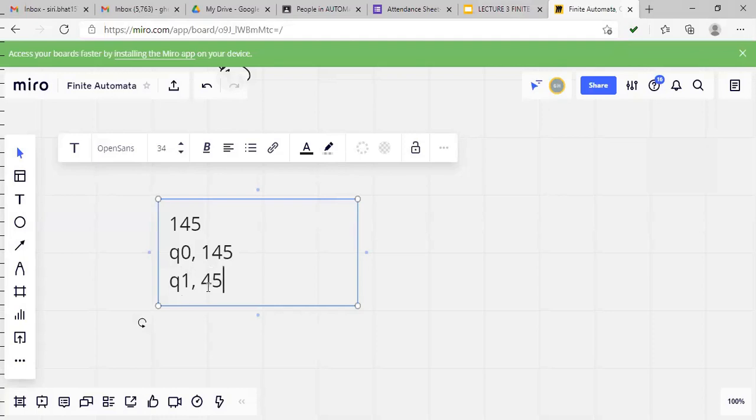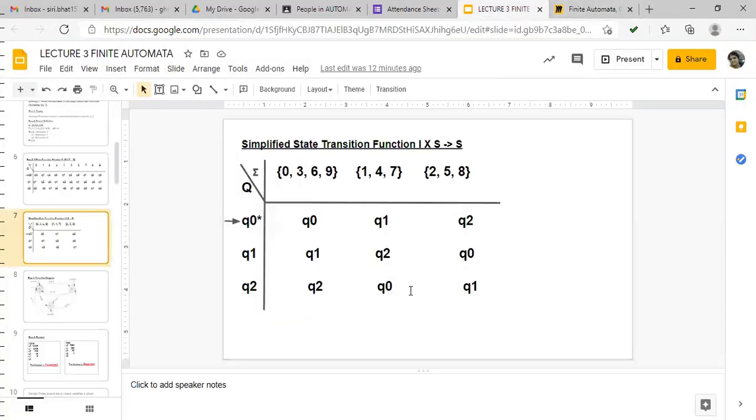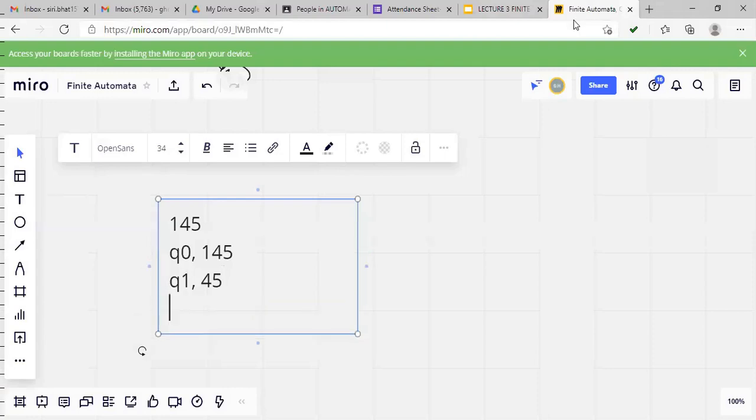Now what will it read? It will read 4, right? So Q1 on 4, we'll see. Q1 on 4 is going to Q2, right? See here, Q1 on 4 is going to Q2. So I'll write here Q2. What is remaining? Remaining is 5.